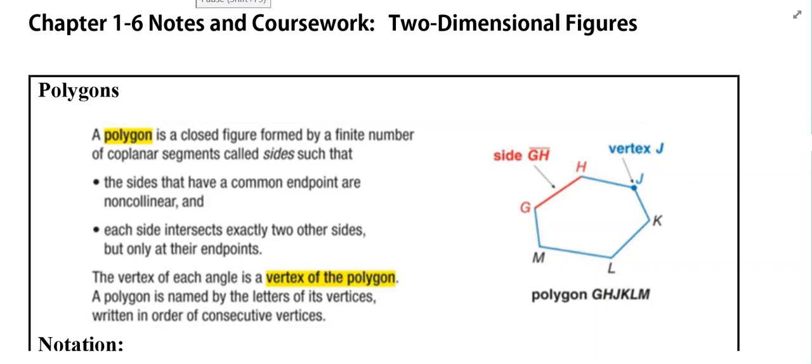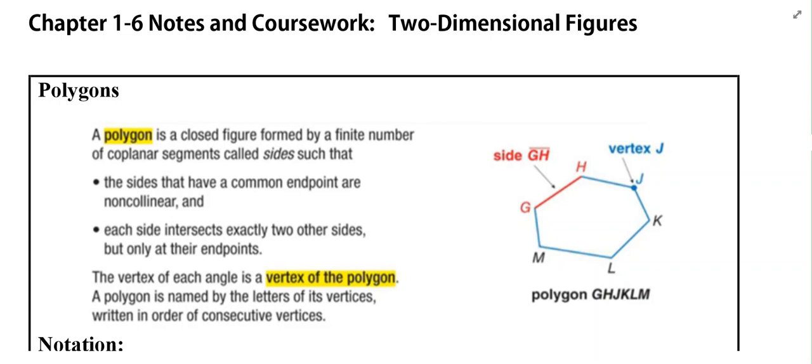Chapter 1-6, Two-Dimensional Figures. We're going to go over the basics of some of the more common two-dimensional figures, including how to calculate their area and perimeter. We'll cover two-dimensional figures more in depth later in second semester.